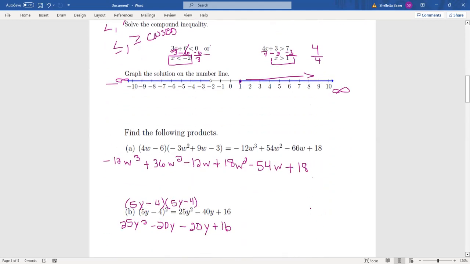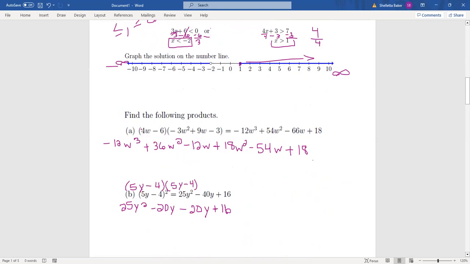For the next problem, we're factoring here. Well, we see these 2 factors and we're finding the product. So we're multiplying using distribution. 4w times minus 3w squared gives us negative 12w cubed. 4w times 9w gives us 36w squared. And then 4w times the minus 3 gives us negative 12w.